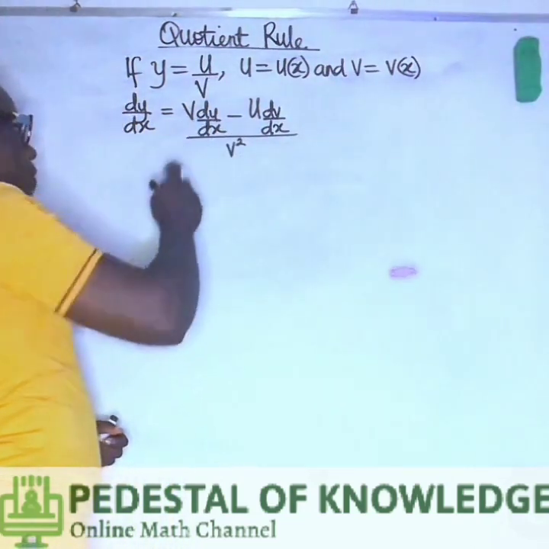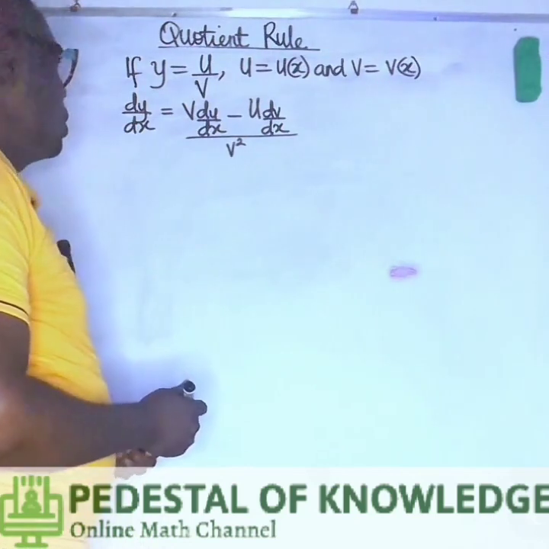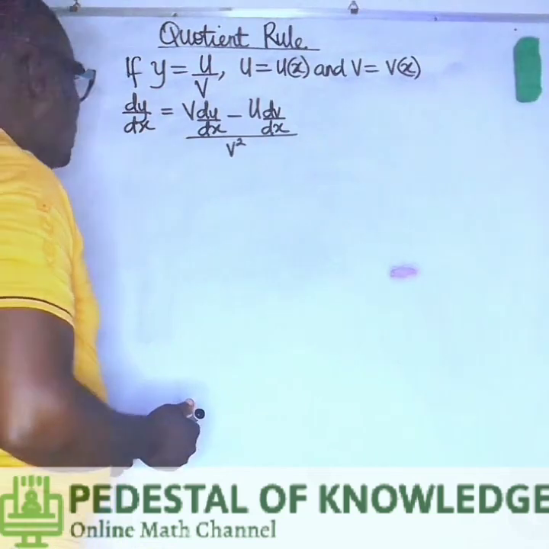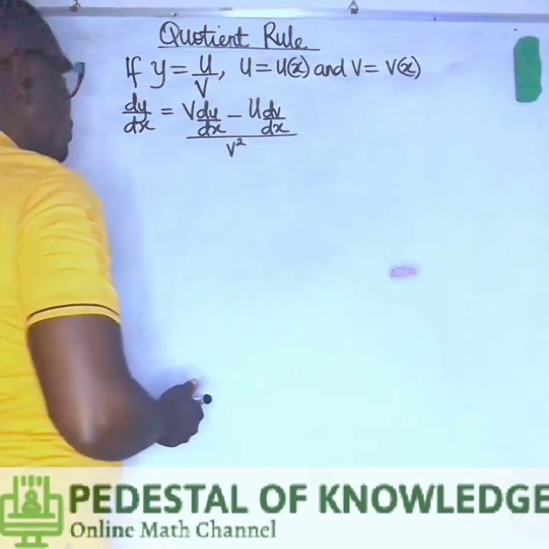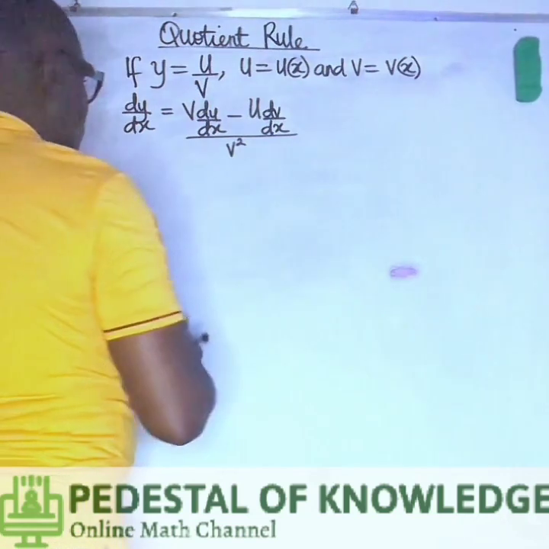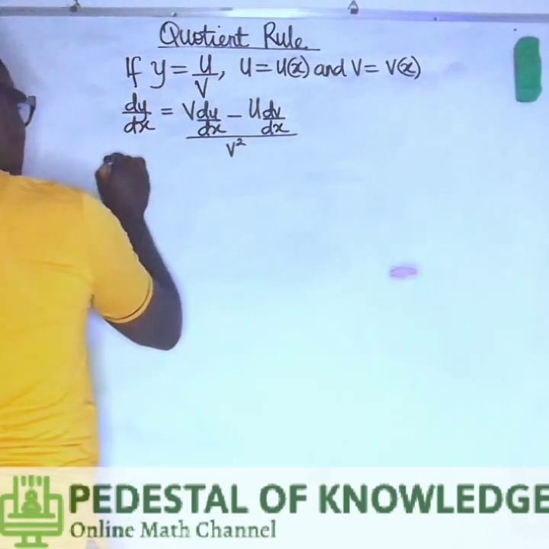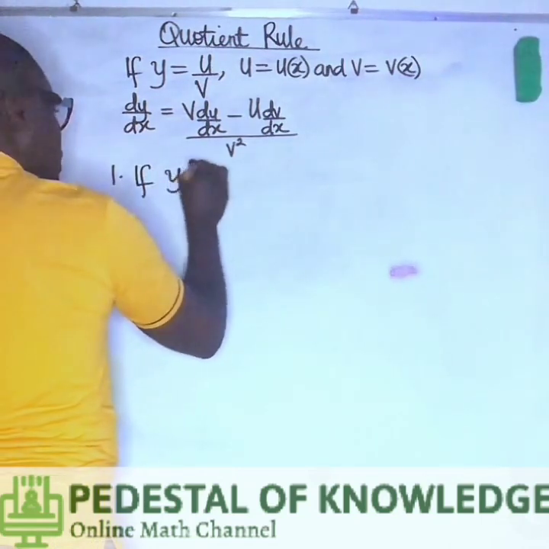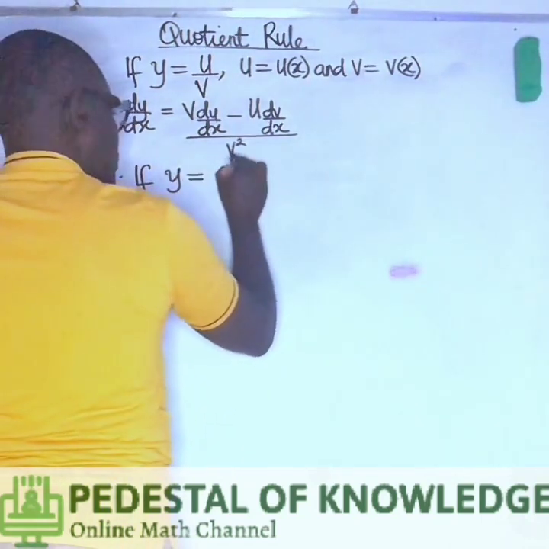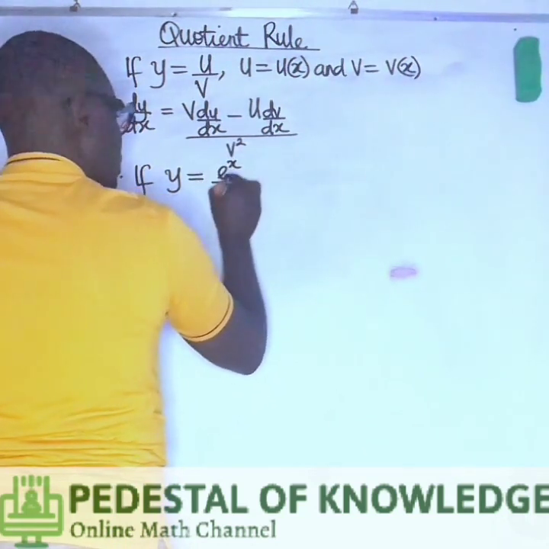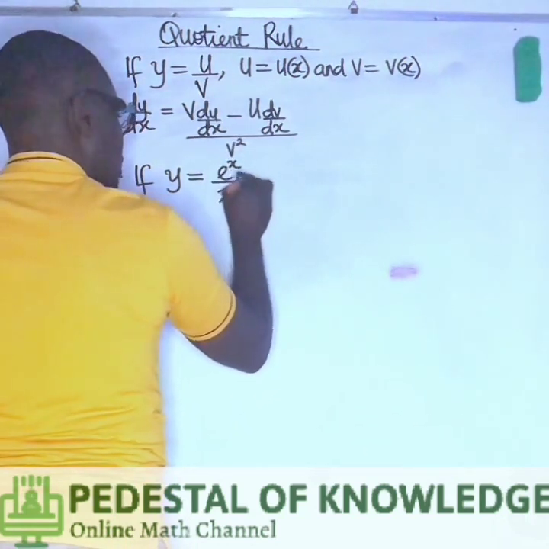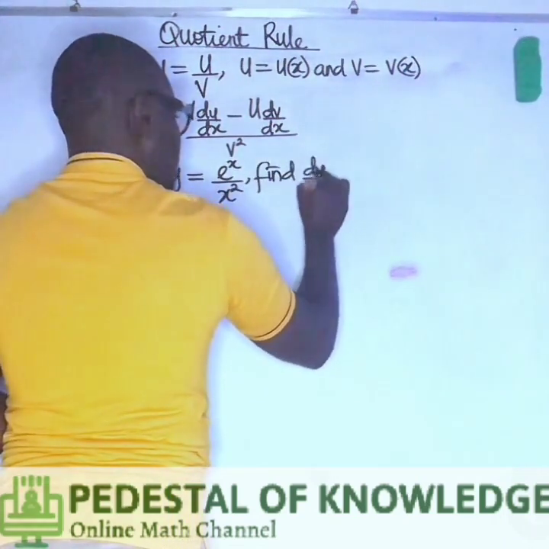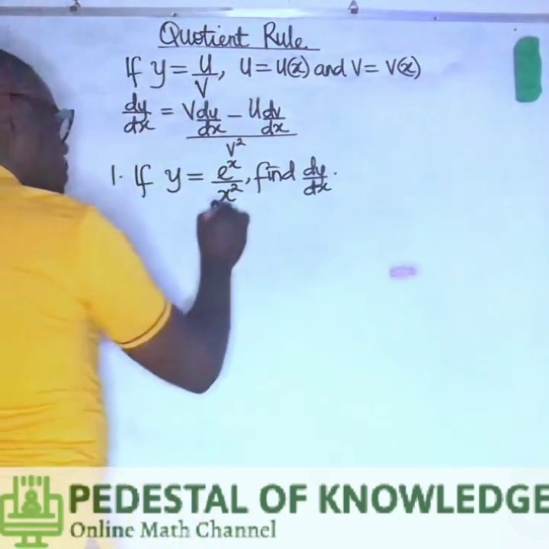So this is the quotient rule of differentiation and is always used to find the differential coefficients of functions involving quotients. Alright, now let's look at a few examples to have a deeper understanding of what we are talking about. Question number 1 says, if y is equal to e raised to power x over x squared, find dy/dx.